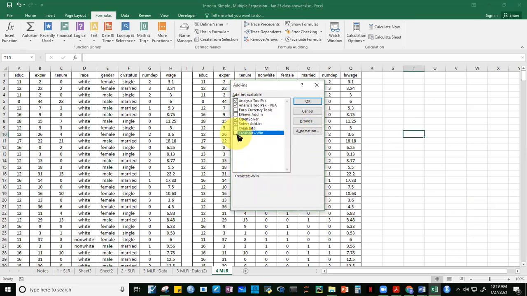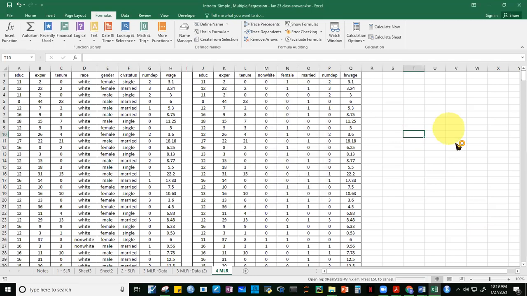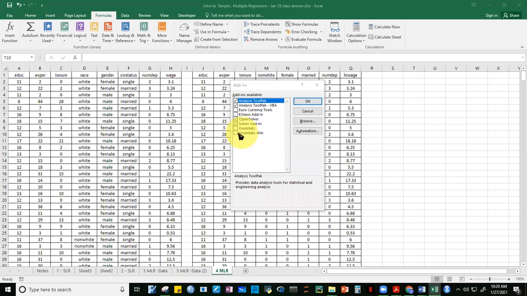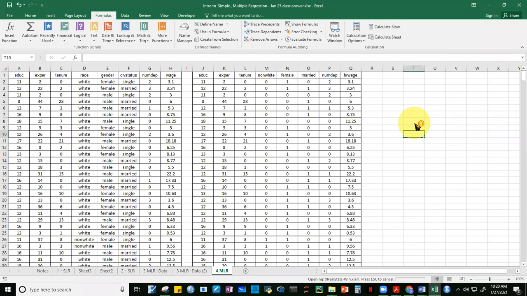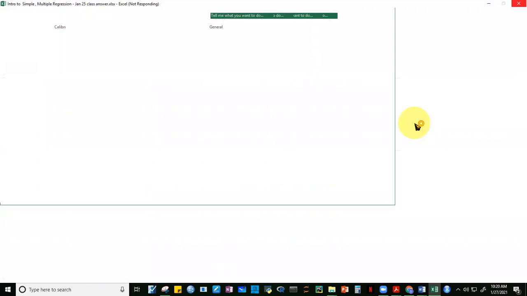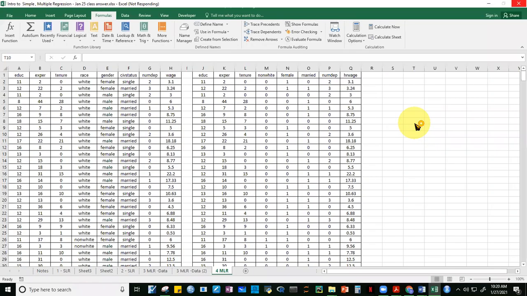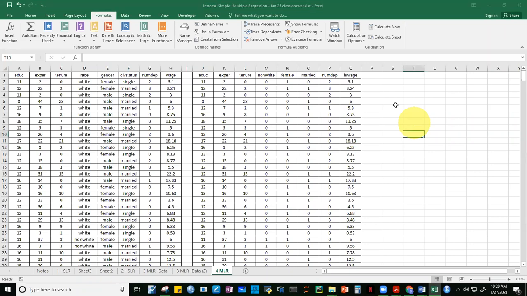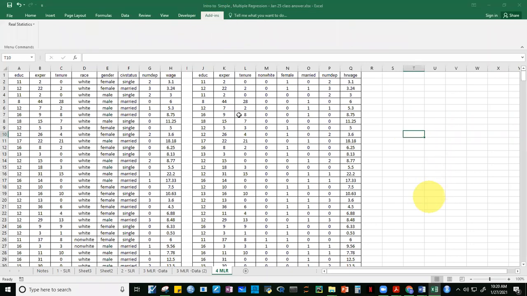Tapos, i-unclick ko tong Xrealstat. Okay. Then, Alt T ulit ako. Then, I. And then, click ulit siya. Okay. So, lalabasan naman si add-ins, guys. Yan na naman si Xrealstat. Or, Control M.